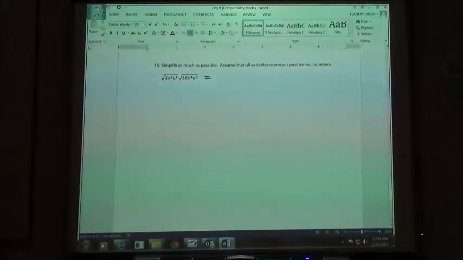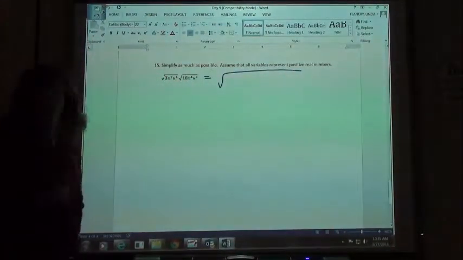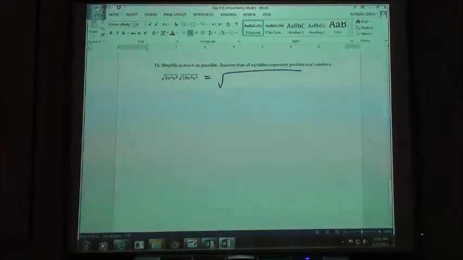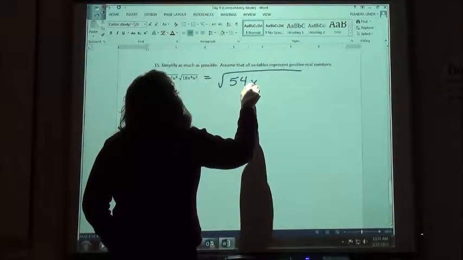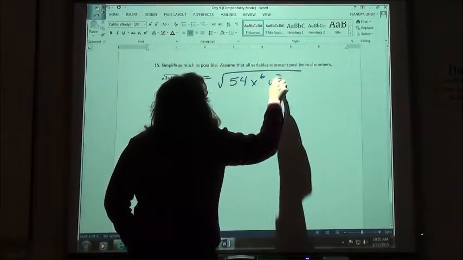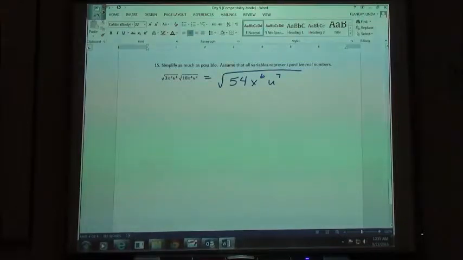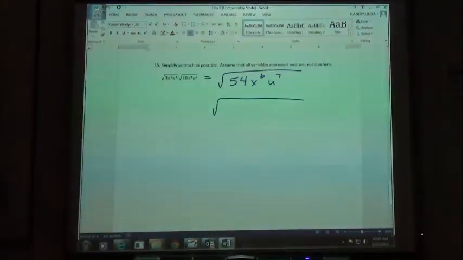So number 15 there, if I multiply 3 times 18. What did you say? 54. 54, okay. 54, x to the 6th, and u to the 7th, right? On my x's I got 2 plus 4, and on my u's I have 4 plus 3. This one's not a perfect square, right? 54 is not a perfect square. I got to work with this one. 54 can be factored into.